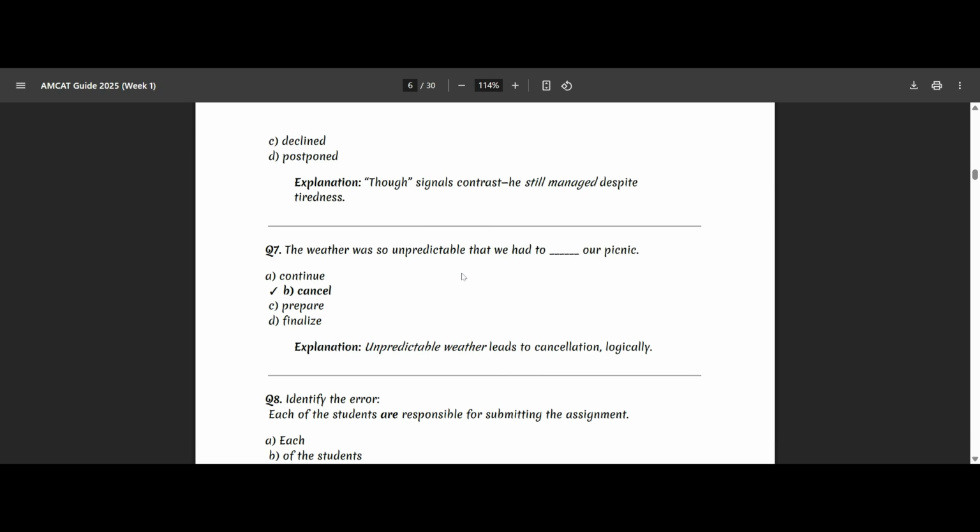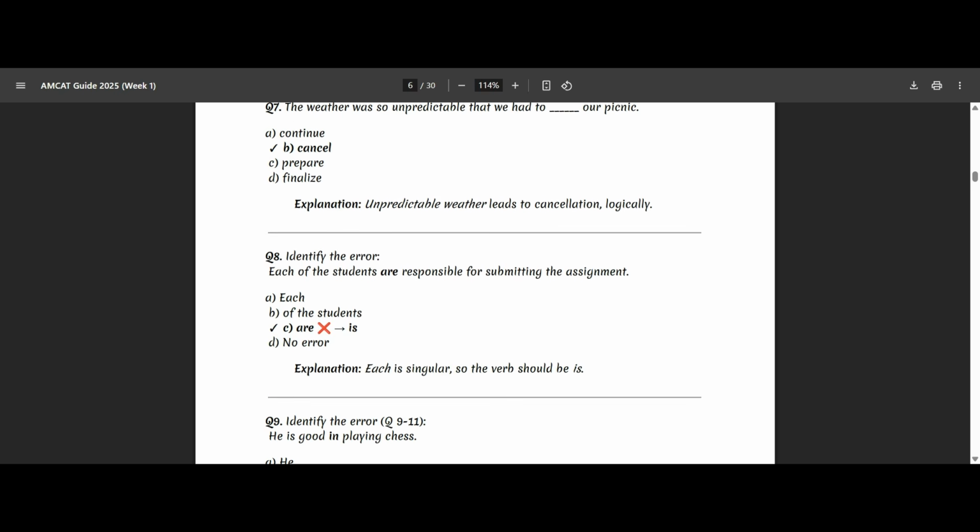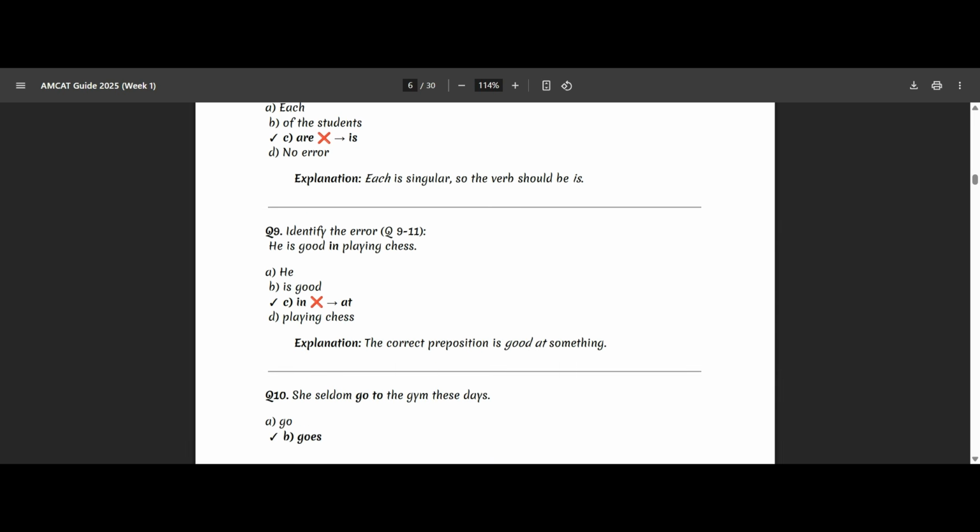The weather was so unpredictable that we had to dash our picnic, continue, prepare, finalize, or cancel. Next is identify the error. Each of the students are responsible for submitting the assignment. Now, mind you, each of the students is not plural because each is singular. Okay, those students are plural, but if we take constituents of them, then those are singular. So each will be is.